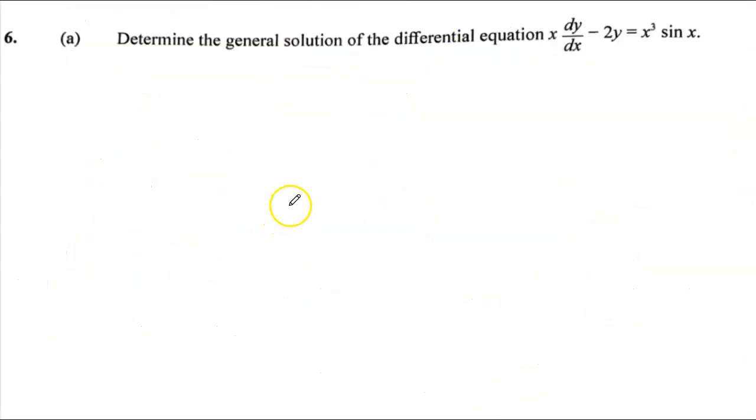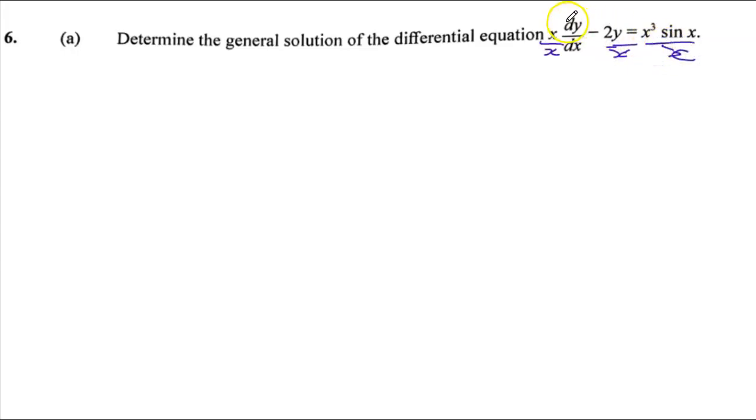Let's move on to the final question, question 6. Determine the general solution of the differential equation, and we are given the equation there. So we are going to use the first order inseparable, so we're going to use the integrating factor method, which means we need dy by dx by itself. So we're going to divide each term on both sides by x. So divide by x, divide by x, divide both sides by x.